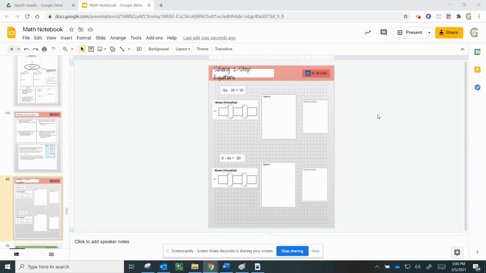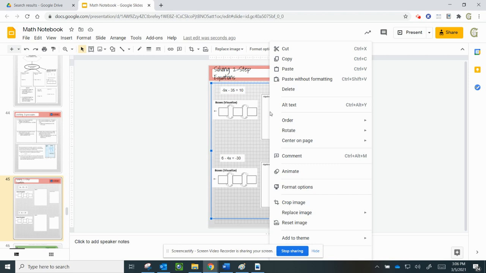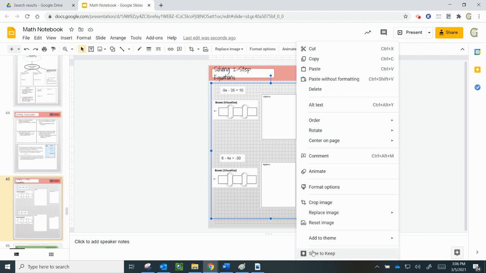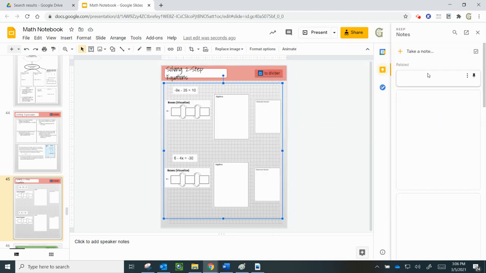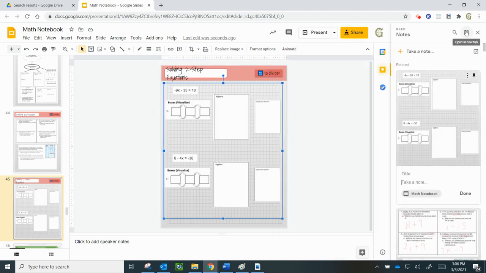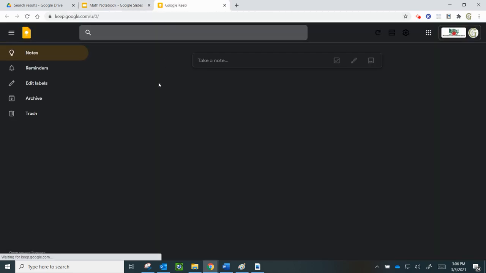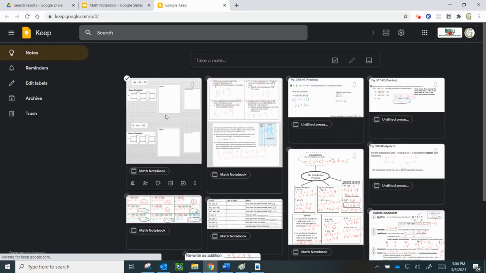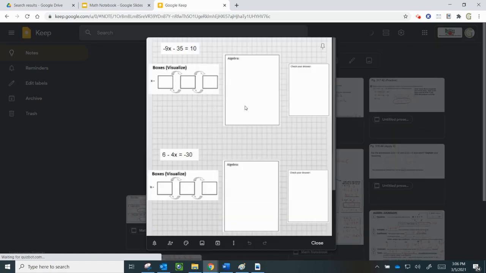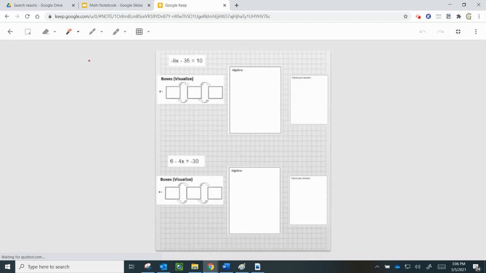Okay, so let's go ahead and write up what we've been practicing with solving two-step equations the past few days. So you can go ahead and click, and we'll save to keep. Get our pen, and then let's do it.